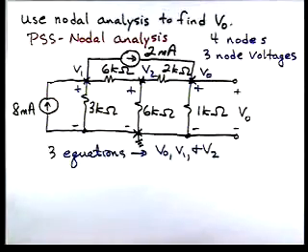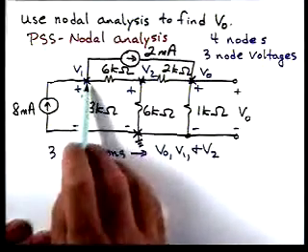Now, we don't have any voltage sources in this circuit, so we skip our step 2 of the problem-solving strategy. Since we have no voltage sources, we're immediately going to go to step 3, which says apply KCL to the nodes to get our 3 equations. So let's start with this node.